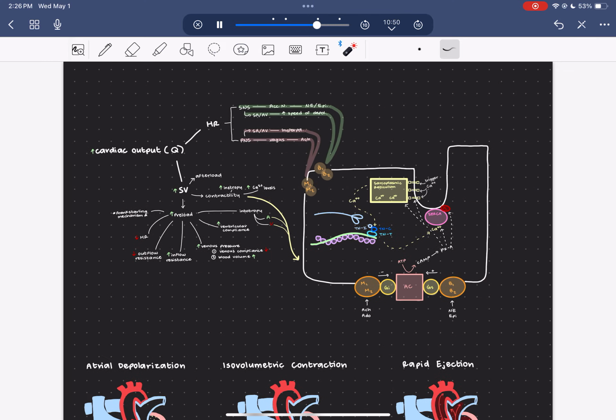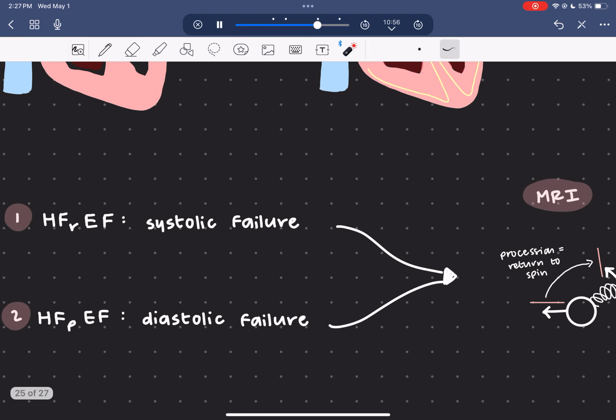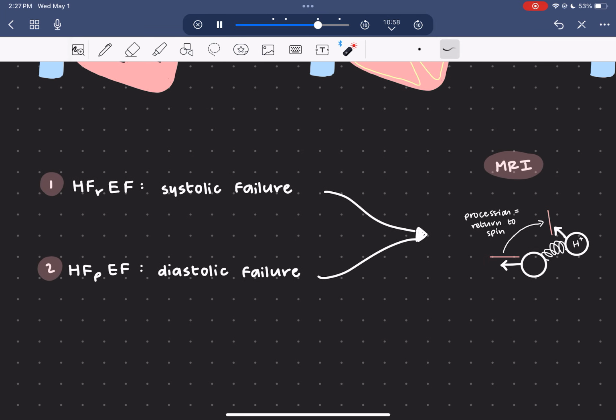Now I'm going to discuss HFrEF and HFpEF, which are two different kinds of heart failure. So heart failure has two main causes. It's going to be coronary artery disease and myocardial infarctions, which are also known as heart attacks. When looking at HFrEF, this is known as systolic failure. HFrEF is heart failure with reduced ejection fraction. So this is when the left ventricle doesn't pump blood out of the body as well as it should. So it kind of impairs inotropy.